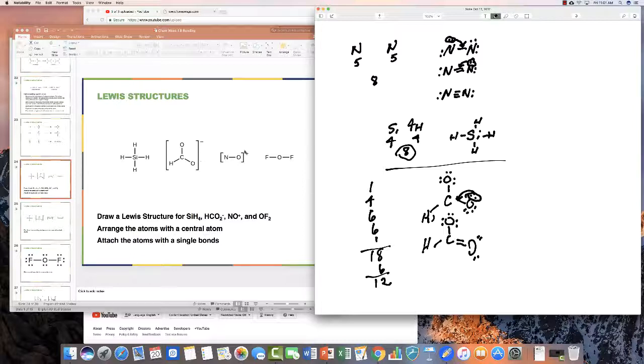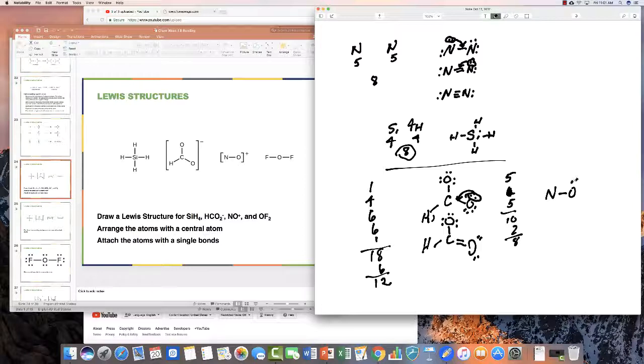Looking at this one, you get 5 from nitrogen and 6 from oxygen, minus 1 for the plus sign. So let's take that and drop it down to 5. So you end up with 10. So you have N-O. That uses 2, so you're left with 8.